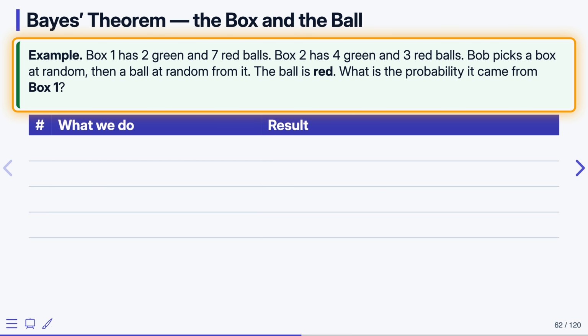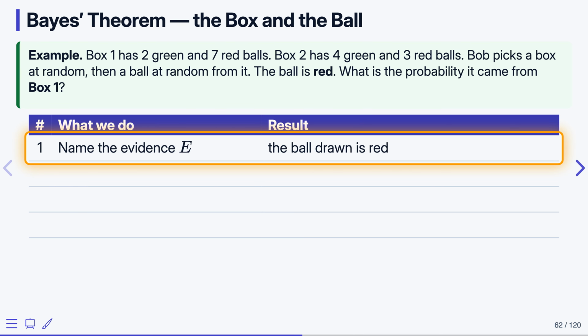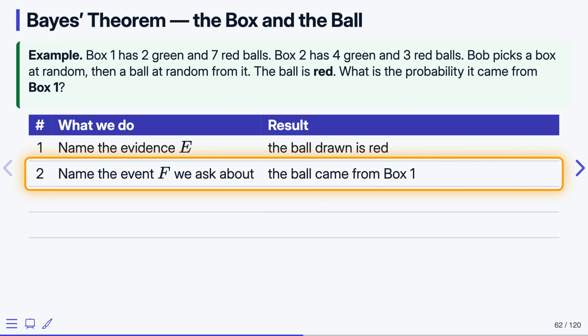Box 1 holds 2 green and 7 red balls. Box 2 holds 4 green and 3 red balls. Bob picks a box at random, then a ball at random from it. The ball is red. What is the chance it came from box 1? Step 1. Name the evidence. The evidence E is that the ball we drew is red. Step 2. Name the event we are asking about. F is that the ball came from box 1.